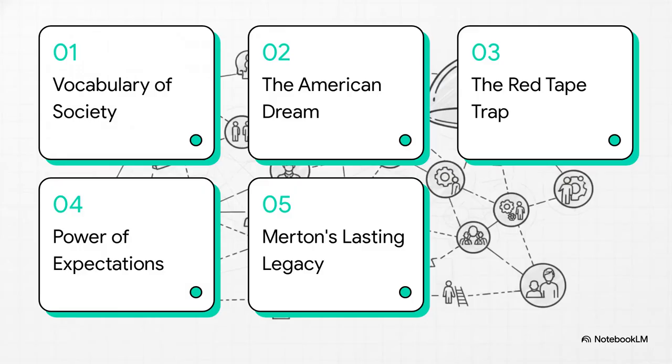So here's our roadmap for today. We're going to cover the vocabulary of society, the mechanics behind chasing the American dream, the infamous red tape trap, the incredible power of expectations, and finally wrap up with his lasting legacy. Let's get right into it.